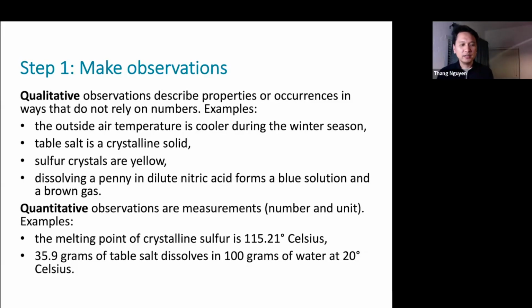Some more examples here. The melting point of crystalline sulfur is 115.21 Celsius, right? You have the number, 115.21, and then you have the degrees Celsius, the unit. Another example is 35.9 grams of table salt dissolves in 100 grams of water at 20 degrees Celsius. All of those are quantitative observations that you can make.